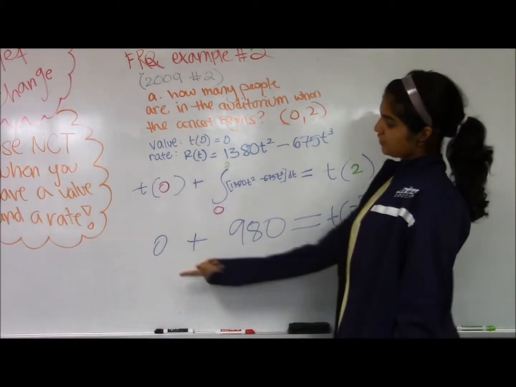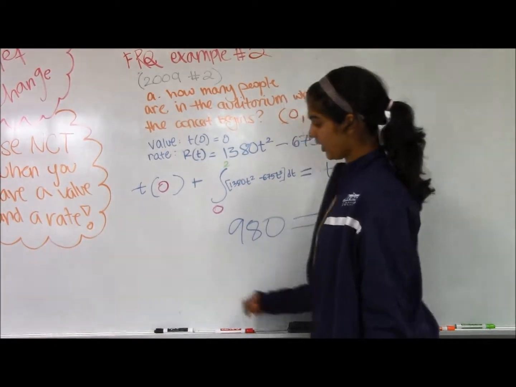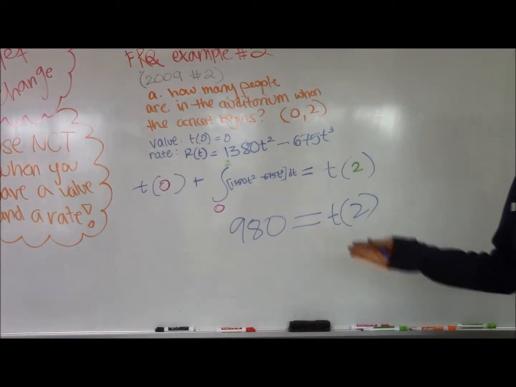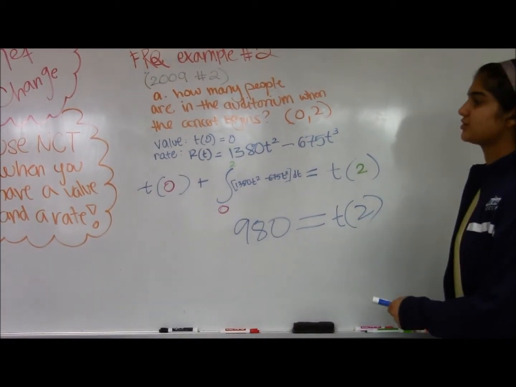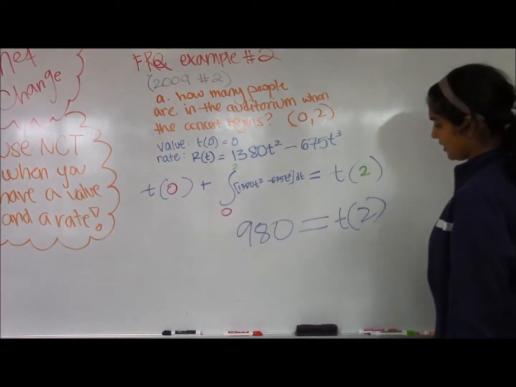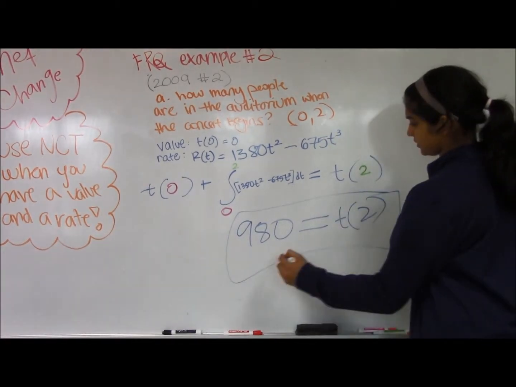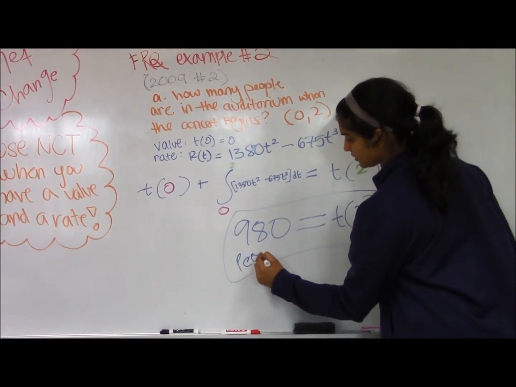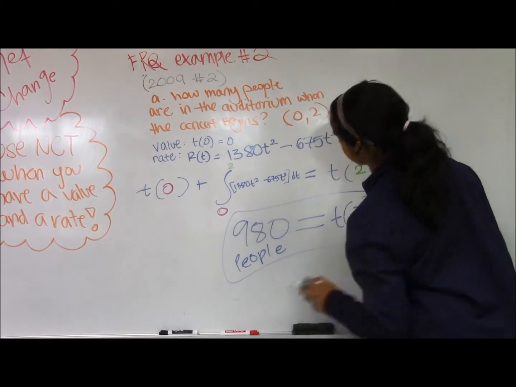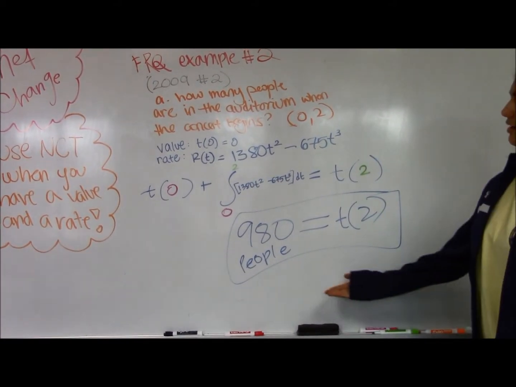And since you're adding 0 to it, you can disregard this. But sometimes there will be questions where there are people in the auditorium at time t equals 0. So you will again have to just add it onto the answer. And this is your final answer. And just put units if you must. And that is it. This is how you apply net change.